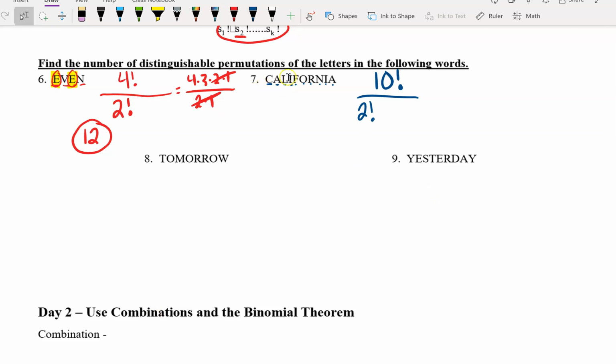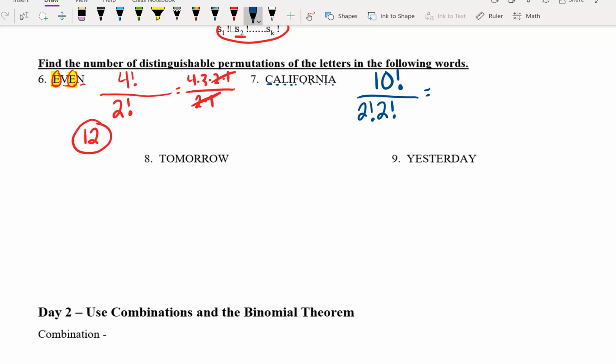Looks like we have 2 I's. Is that all we have repeating? C-A-L-I. 2 A's, 2 I's. I think that's it. I'm going to go crazy if I'm missing any, but at least I hope that's it. If I'm missing any, yell at me in class tomorrow.